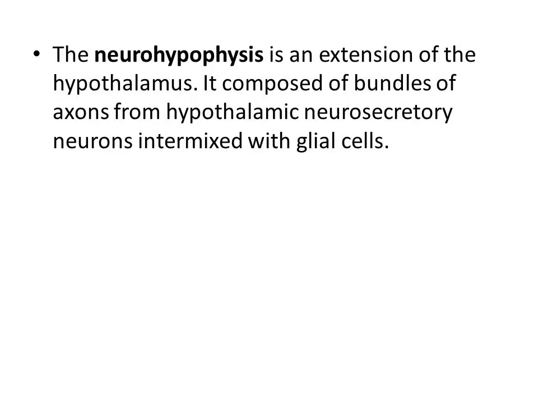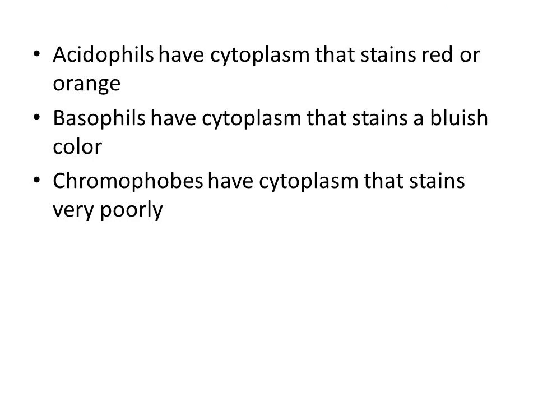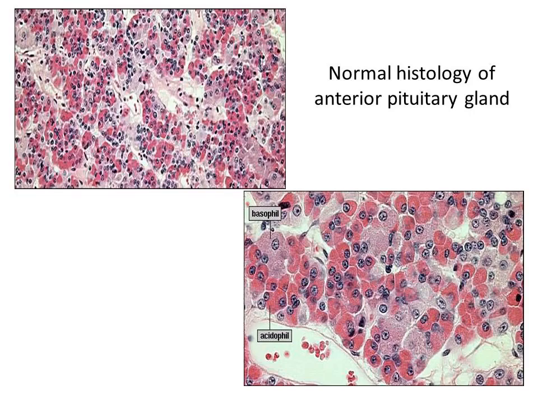The neurohypophysis is an extension of the hypothalamus. It is composed of bundles of axons from hypothalamic neurosecretory neurons intermixed with glial cells. Acidophils have cytoplasm that stains red or orange. Basophils have cytoplasm that stains a bluish color. Chromophobes have cytoplasm that stains very poorly. Normal histology of anterior pituitary gland.